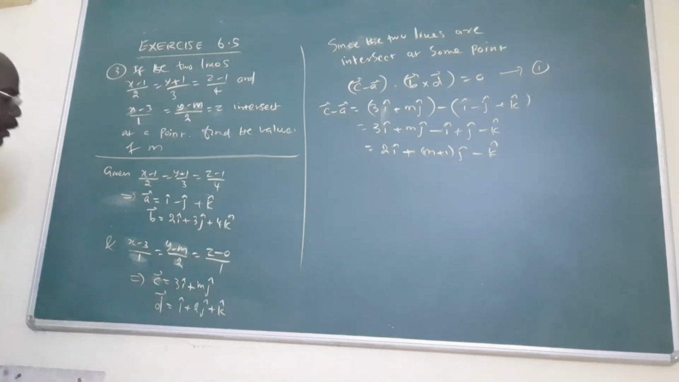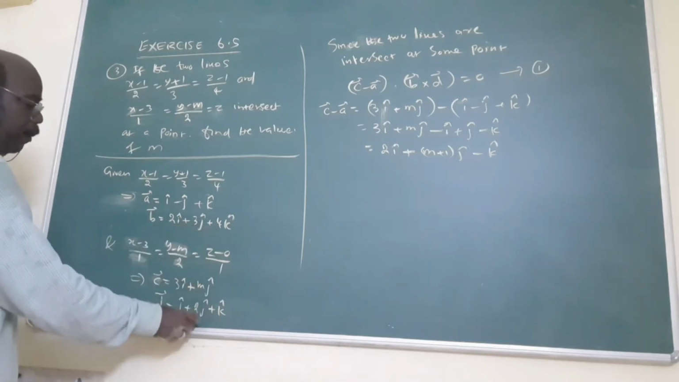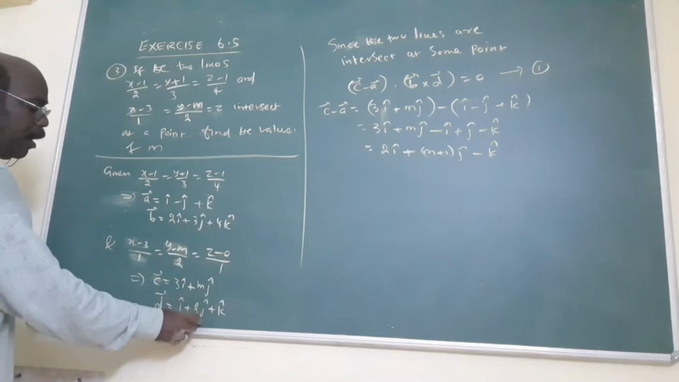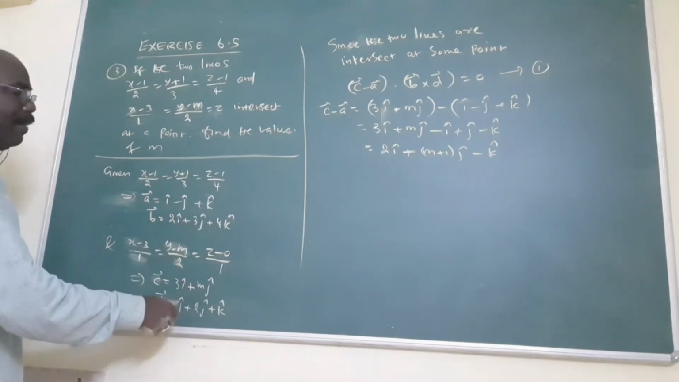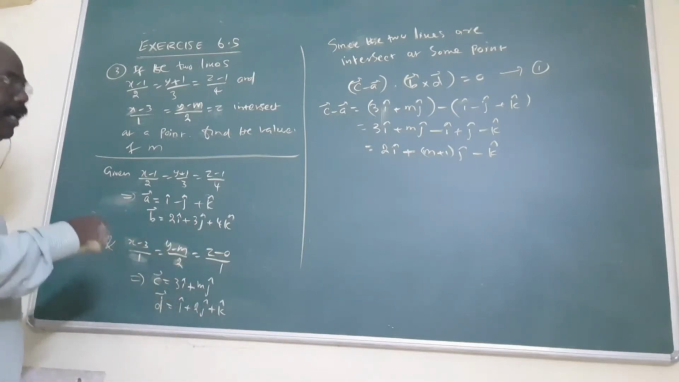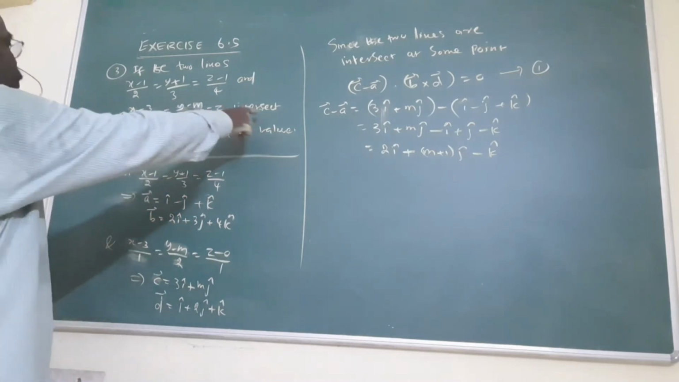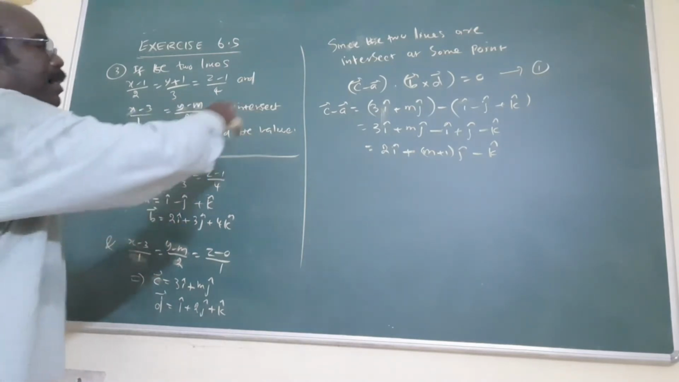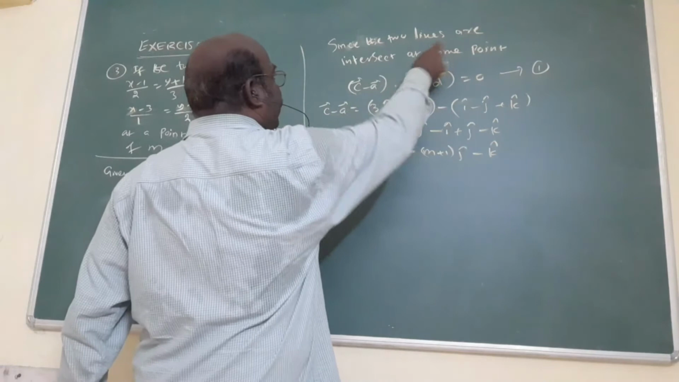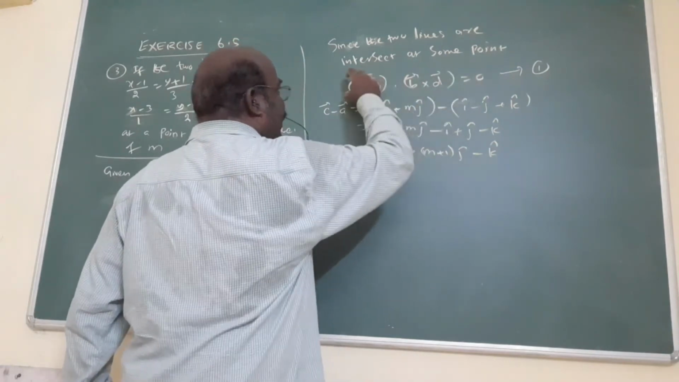Am I right? Now, again, B and D are equal, meaning a scalar multiple of this is equal to this one, so they are parallel vectors. This is not a parallel vector. That's why, what is given? Both the lines intersect at a point.